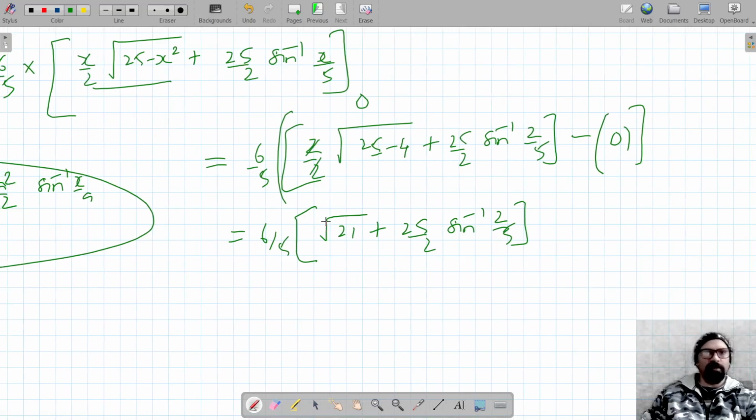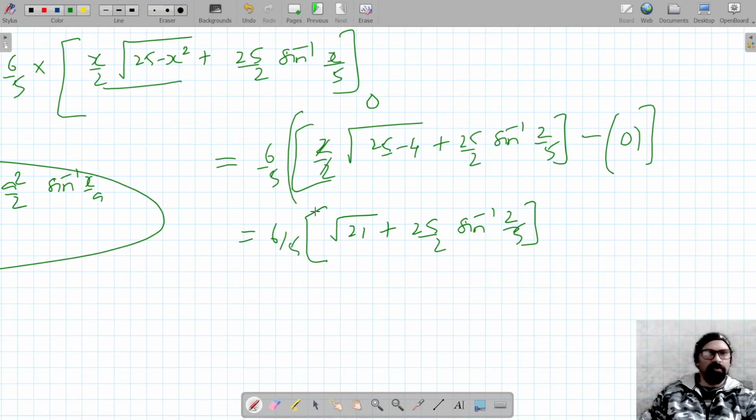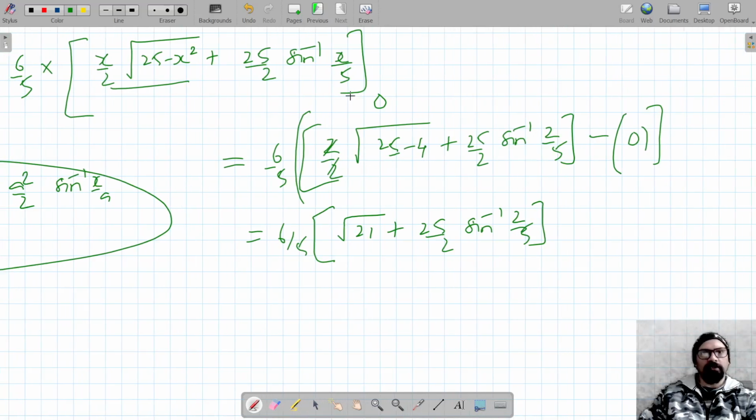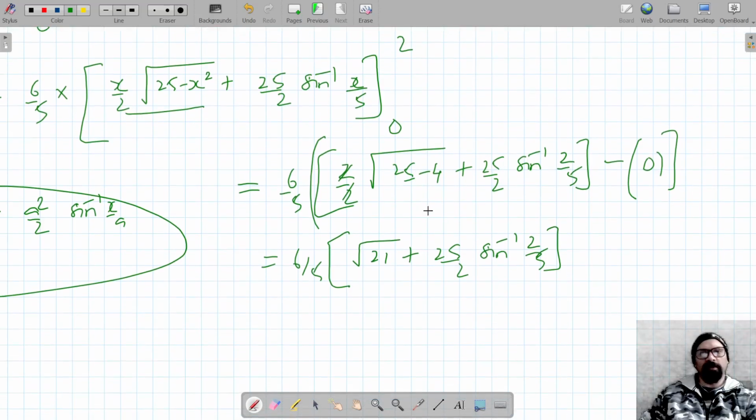So this is x by 2 under root a square minus x square. So 2 square is 4, 25 minus 4 is under root 21. So 6 by 5 under root 21 plus 25 by 2 sine inverse 2 by 5. Okay, let's multiply it with, this is 25 minus 4.